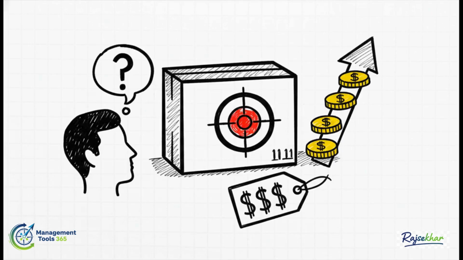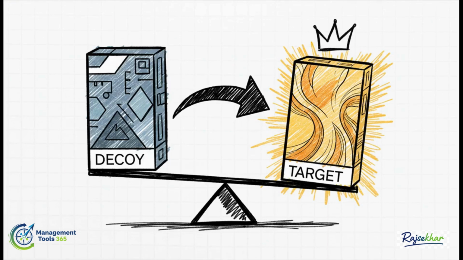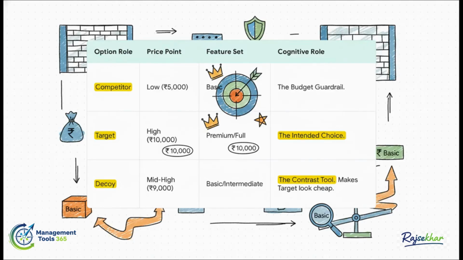And then there's the target. Now this is the star of the show. This is your high-margin product, the one you really want to sell. It offers a lot more value, but that price jump might make a customer think twice. This is your profit engine. And finally, the secret weapon, the decoy. This option is engineered from the ground up to be just worse. Its whole reason for existing is to be compared directly against the target, making that target look like an absolute steal.